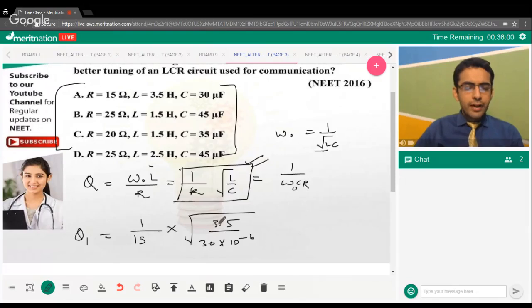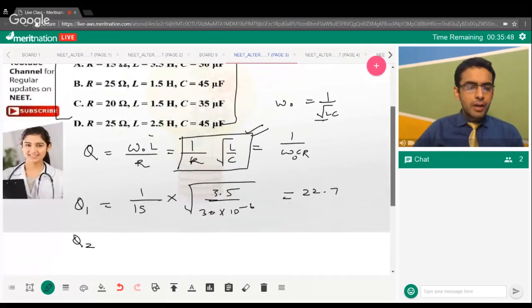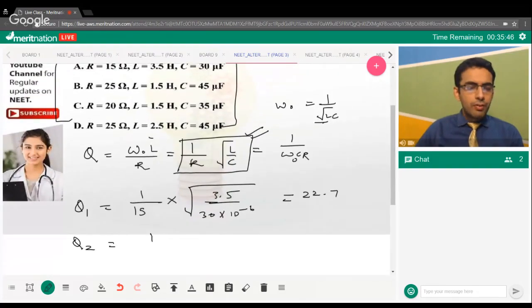So this is the quality factor for the first one. If you calculate the value, you'll get something like 22.7. Next is Q2, for the second part. You can put the values here: 1 by 25 into under root of 1.5. Obviously, it's very easy to see that option B has a lower value as compared to option A.